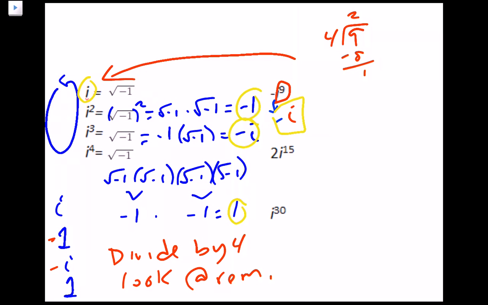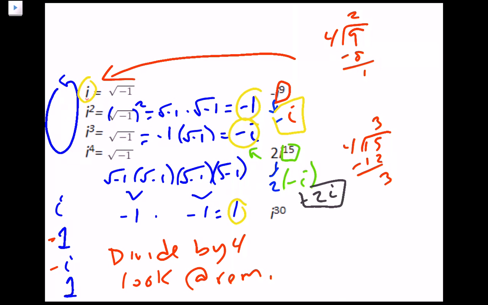And the next one, I have i to the 15th. So I need to divide 15 by 4. Goes in 3 times, which gives me a remainder of 3. The third thing in my cycle is negative i. That's right here. So I'm going to replace i to the 15th with negative i. In my problem, I already had a 2. So my final answer will be negative 2i. My last one, I'm not going to multiply by anything. I just have i to the 30th. So 30 divided by 4 gives me 7, 28, with a remainder of 2. So my answer is just going to be whatever i squared was, which is negative 1.